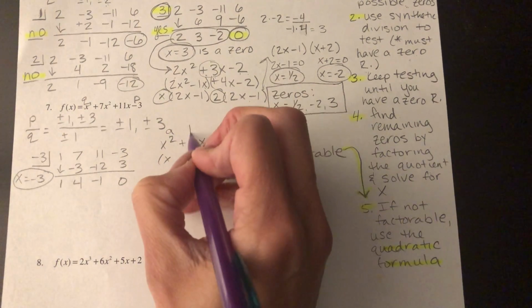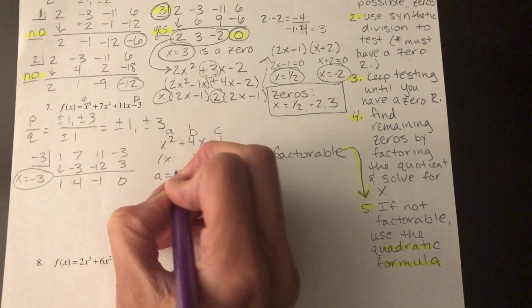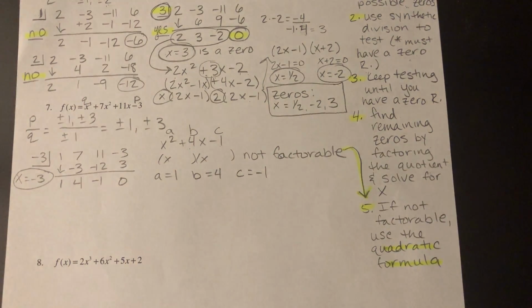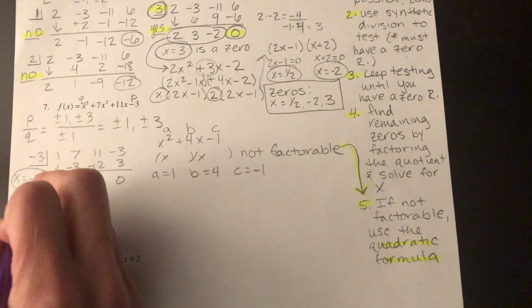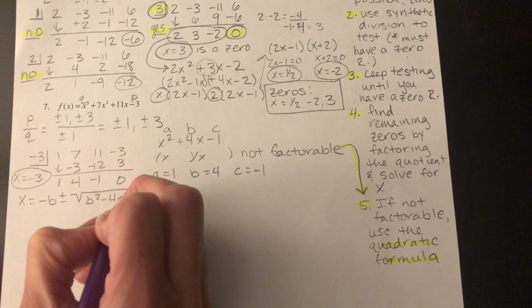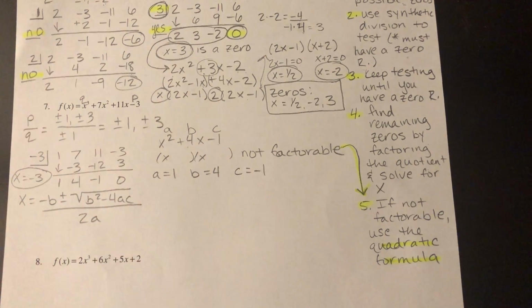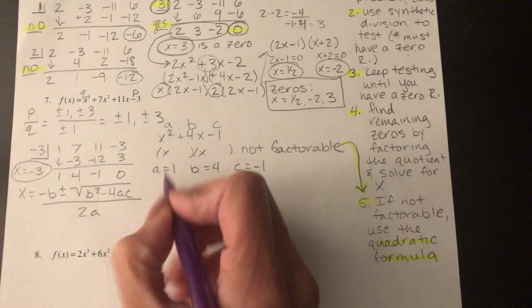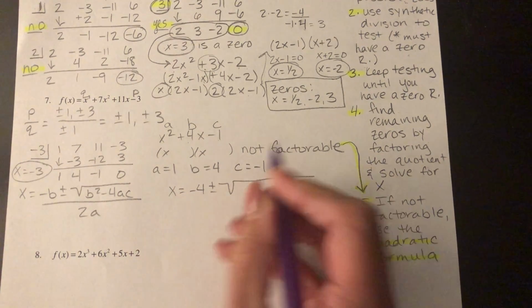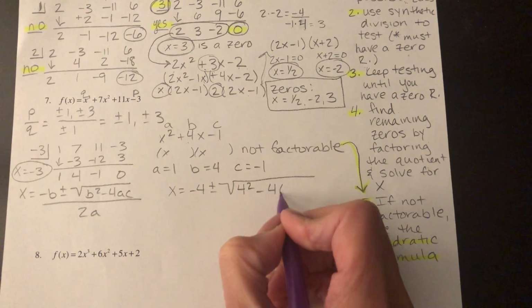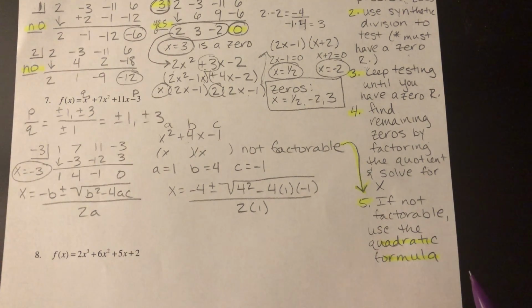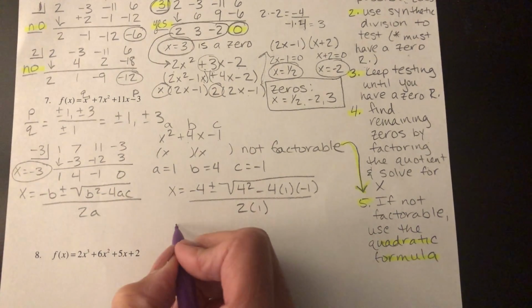So this would be my A, B, and C. So A is 1, B is 4, and C is -1. Then we're gonna plug that into our quadratic formula. I'm gonna write it over here just for reference, just in case you forgot. There it is. All right, so X equals -b plus or minus the square root of b squared minus 4ac all over 2a. And then we'll go ahead and simplify that out.